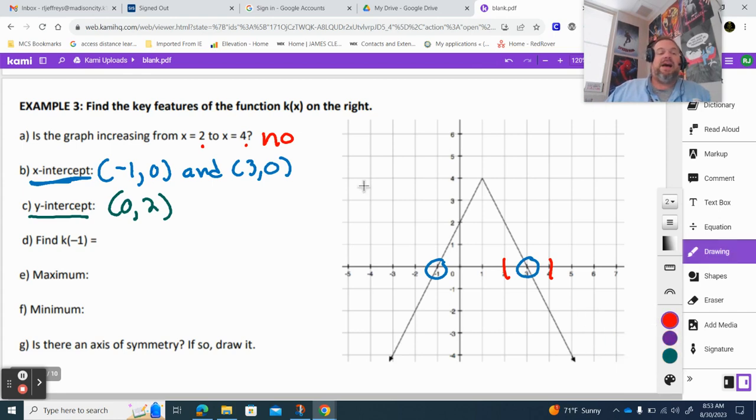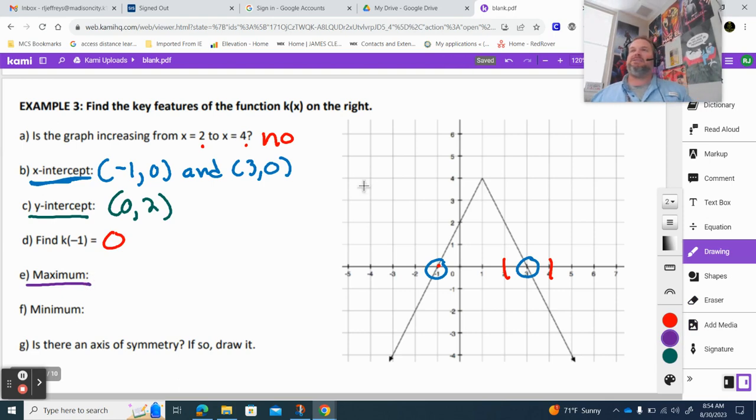All right. Find K of -1. So we go to -1. What's that Y value? 0. Okay. Yeah, we got that one. All right. Our maximum.